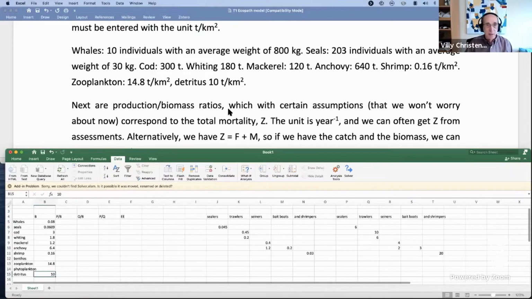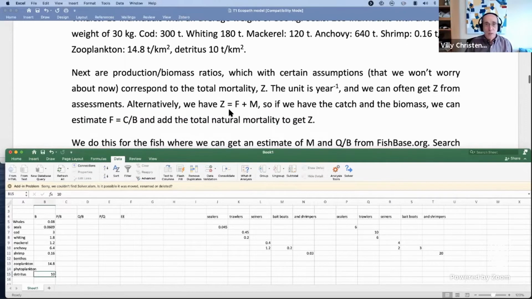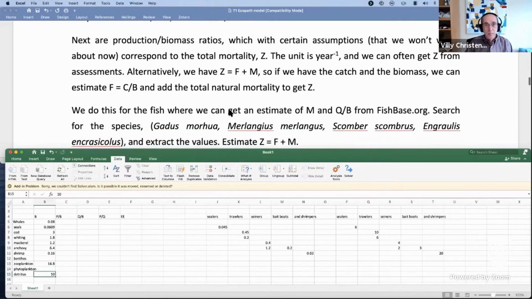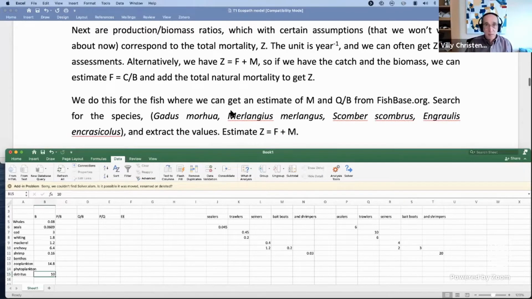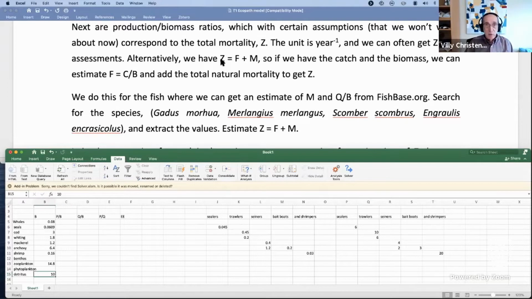Anyway, this is what goes in here, and we're going to go now to production biomass ratios as the next thing, which corresponds to total mortality. The unit is per year, as we talked about, and we have expectations for these, which we'll get back to. We can get the total mortality or P over B value from a sum of the fish mortality, so set equals fish mortality F plus M, the natural mortality. So F we can get from catch and biomass, that's the ratio between the catch and the biomass, and then we add to it the natural mortality.